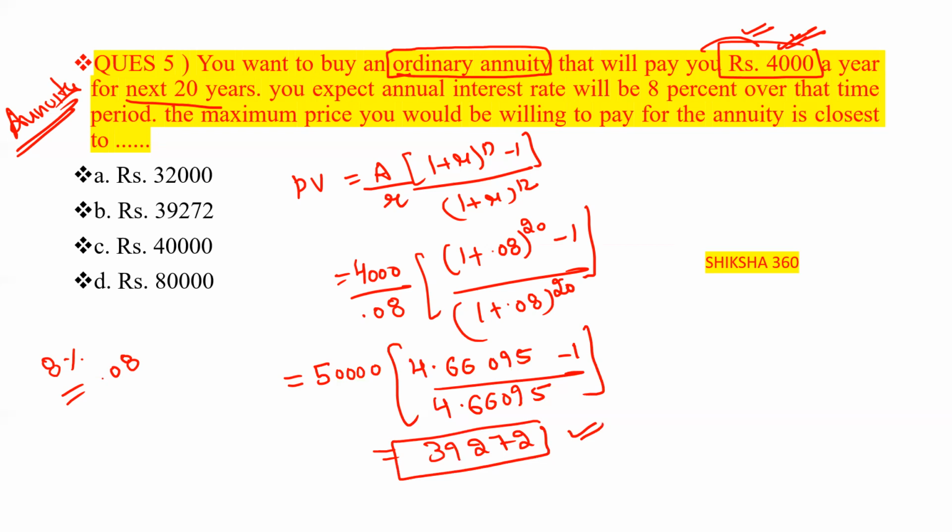So presently the amount is 39,272 rupees. Clear? The maximum price you would be willing to pay for the annuity is closest to 39,272 rupees. So what is the answer here? Option number B is the answer here. Okay, so you just have to remember these formulas.